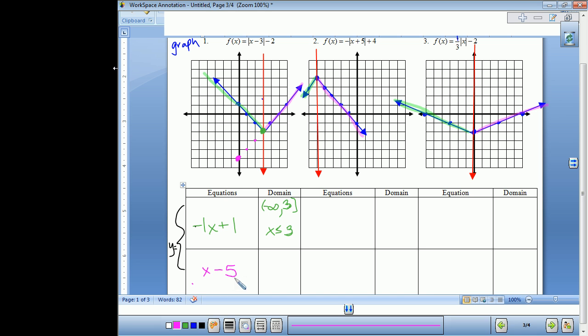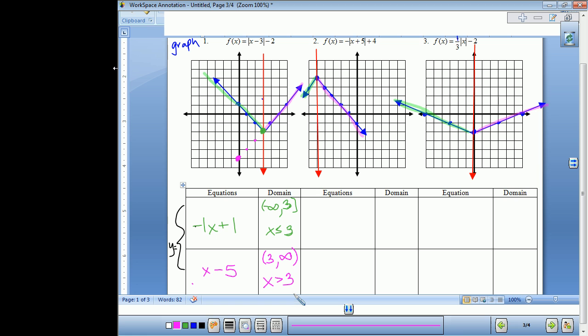But it doesn't go all the way there, does it? So we have to restrict it. Where does it start? At 3. And it goes forever to the right. Or we could say x values that are greater than 3.